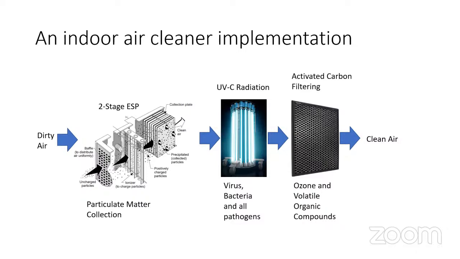And then we can have a UV lamp which will inactivate the virus, bacteria, and all other pathogens, and an activated carbon filter for removing ozone, because the two-stage ESP as well as UV will produce ozone, and then there are other organic compounds, VOCs, which could be present in the indoor air. Using this activated carbon filter, those VOCs will be filtered out and we'll get clean air.